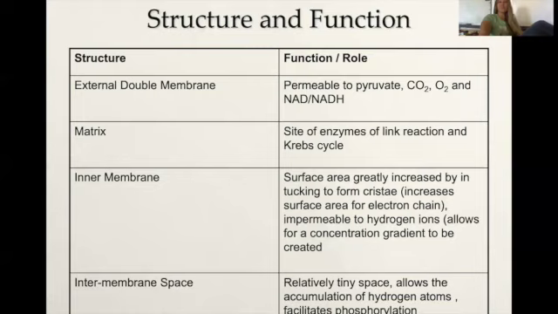All right, so the external double membrane of your mitochondria is permeable to pyruvate, so it allows that pyruvate in. It also allows carbon dioxide, oxygen, NAD, and NADH. The matrix is the site of the enzymes for the link reaction and the Krebs cycle. The inner membrane has all of your embedded enzymes for the electron transport chain. And your intermembrane space is where the hydrogen atoms accumulate, and then they go through ATP synthase to generate ATP through phosphorylation.